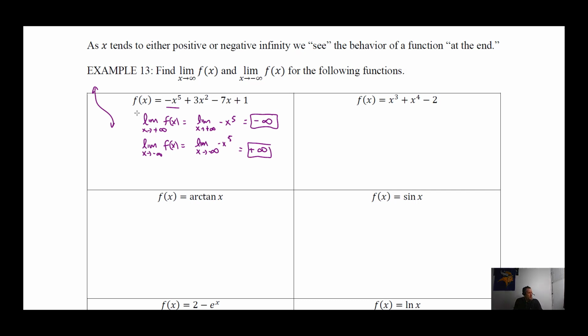Okay, moving over, f of x equals x cubed plus x to the fourth minus 2. X to the fourth is the dominant term here. So the limit as x goes towards either plus or minus infinity, in this case, of f of x, is the same as the limit as x goes towards plus or minus infinity of this dominant term of x to the fourth. And a fourth degree polynomial is a parabola. In this case, it's a happy parabola. So both to the right and to the left, our limit is positive infinity.